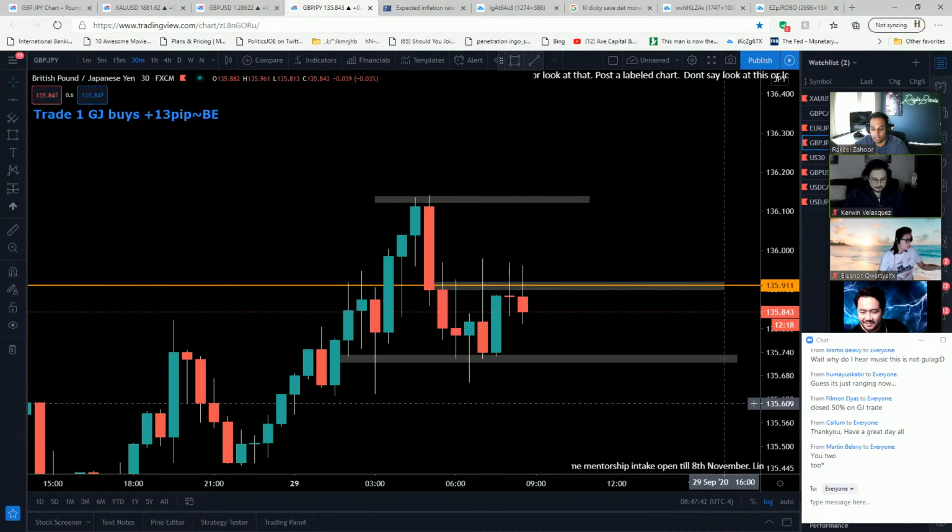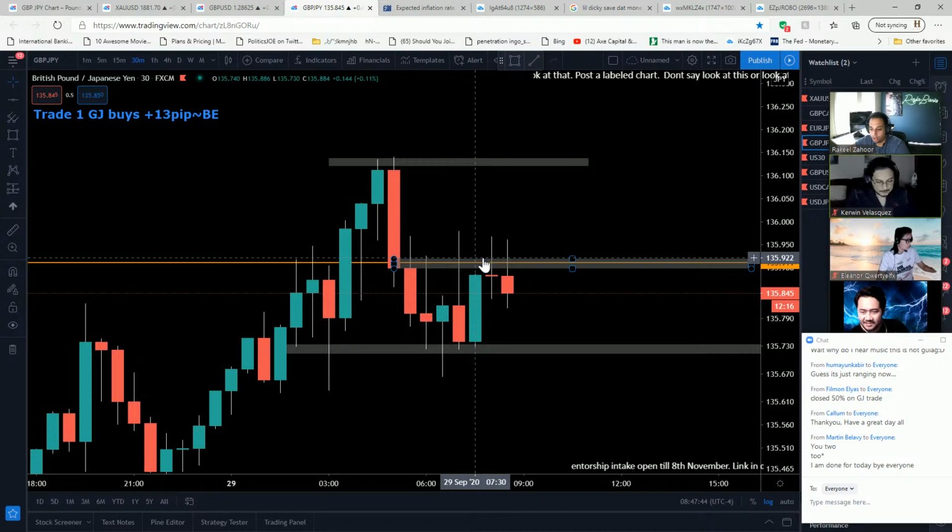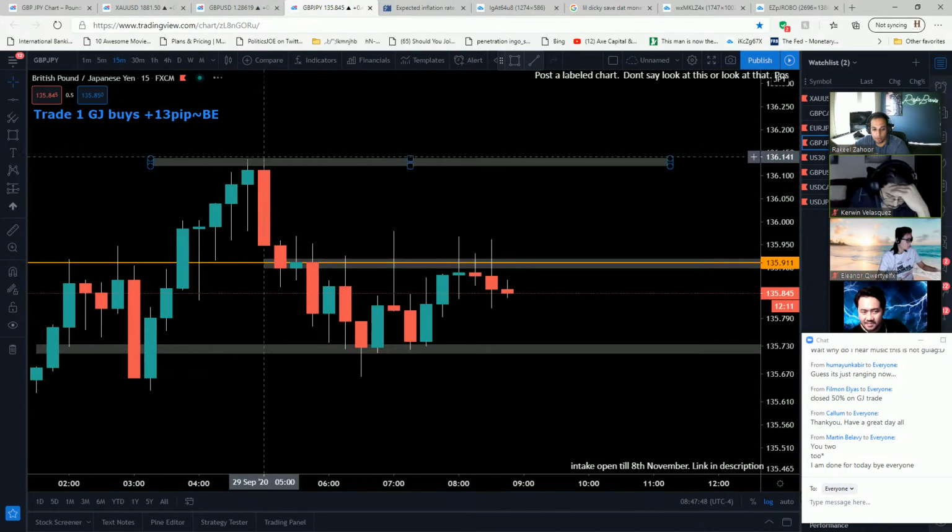We can look on GJ here too. It's just rejecting this area now. I mean, now it's just going to range over here. Now it's in a range.